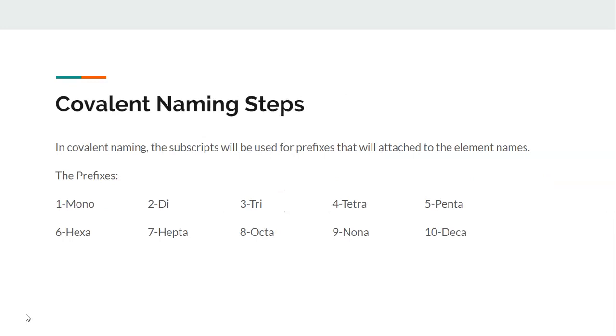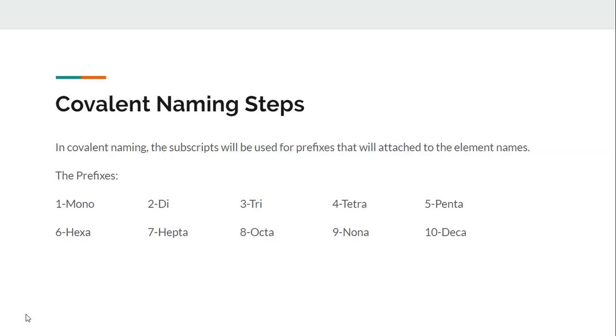So the first thing you need to know is prefixes. In covalent bonding, you need prefixes to determine how many atoms you have of that specific element. In ionic, the charges tell you how many you need. In covalent, the prefixes do. Your prefixes are: 1 is mono, so think of going mono, e-mono, it's 1 on 1. Di is 2, like you have a dipole or a diatomic. Remember we talked about diatomic elements, those elements that can't be left alone, you need 2 of them.